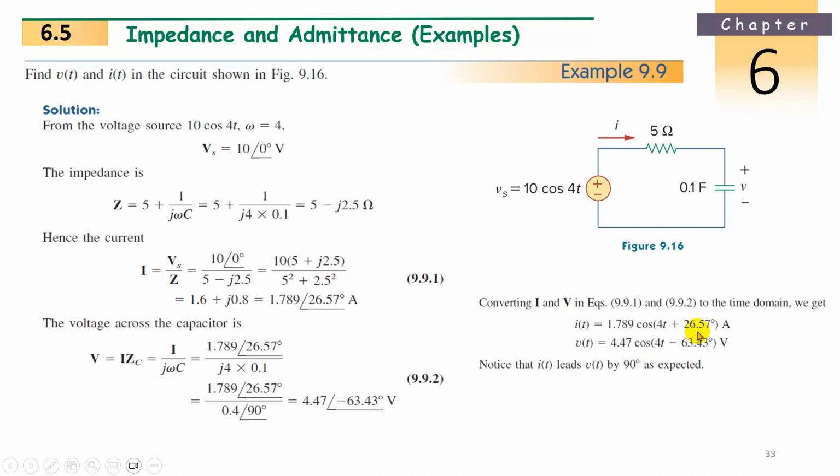You can subtract this one, that is phi 1 minus phi 2. That is 26.57 minus minus 63.43. It is exactly 90 degrees. But here the reference is I. So voltage is coming negative. So voltage coming negative means voltage is lagging the current. So vice versa, current is leading the voltage, we can say.